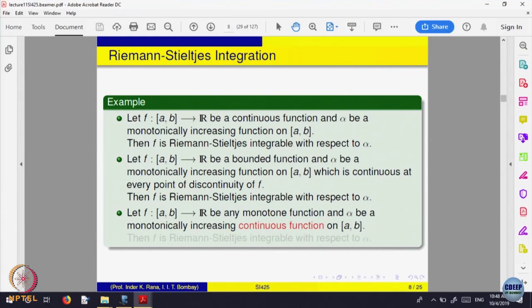So here is something: every continuous function is Riemann-Stieltjes integrable. Like in the Riemann integral, we proved that if f is continuous on [a, b], then it is integrable, right. So what was the proof basically? Because f is defined on a closed bounded interval and is continuous, it is uniformly continuous. So given epsilon, there is a delta such that whenever two points are within distance delta, the values f of x_i are also close.